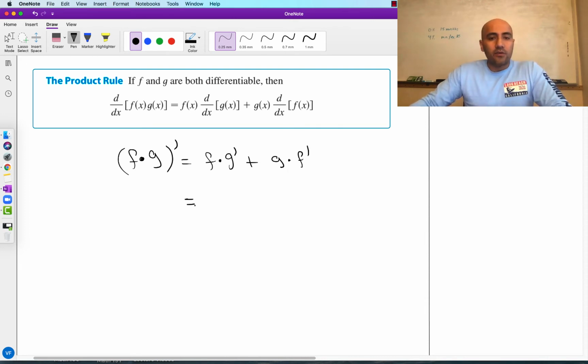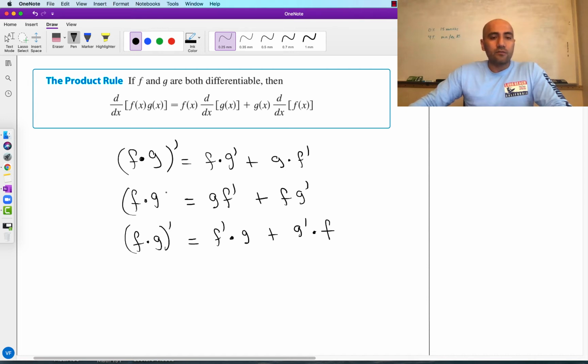In other words, you can easily also do something like this. You could say that it's equal to g times f prime plus f times g prime, right? Same thing. And also the order in which you write these doesn't matter. So this could also be written as f prime times g plus g prime times f, right? All of these things are true. They all equal this.